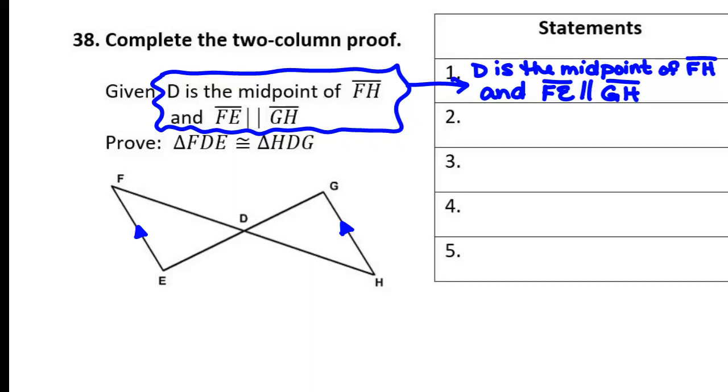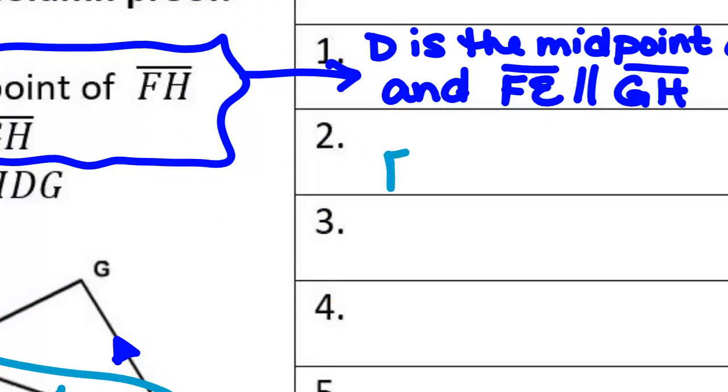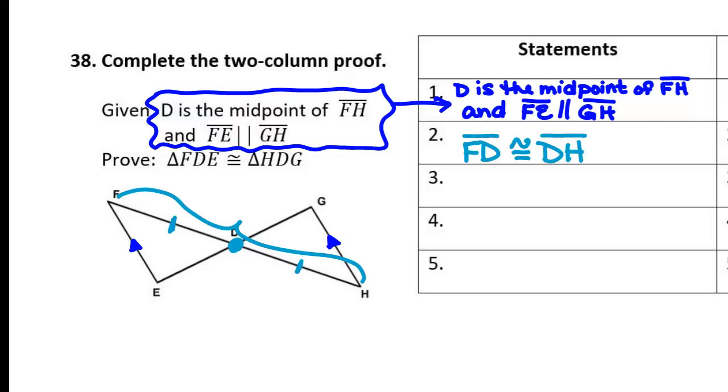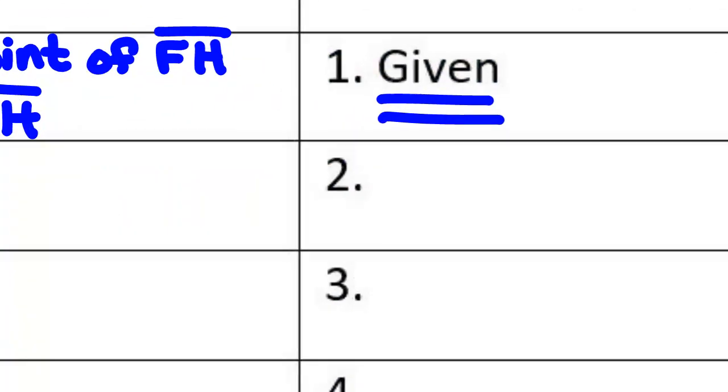If D is the midpoint of FH, then what do I know? FD and DH are congruent. FD is congruent to DH. How did we know that? Midpoint. That's our definition of midpoint.